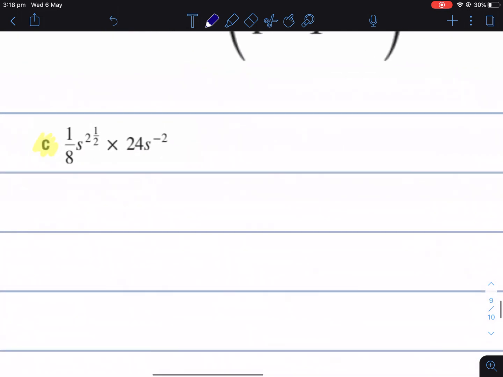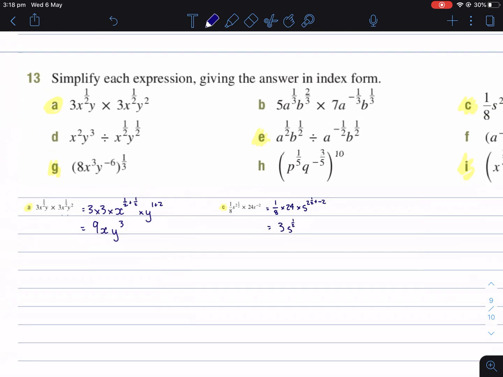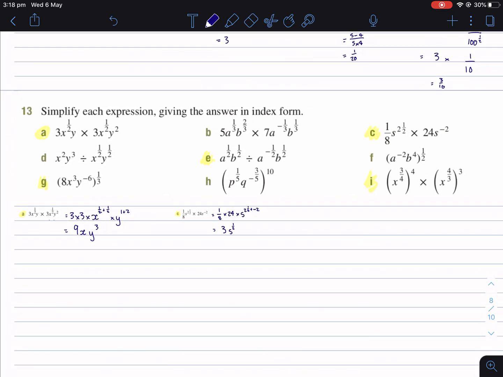Okay, now this is the same as 1 on 8 times 24 times s to the 2.5 plus negative 2. 1 on 8 times 24, that's 3. S to the 2.5, take 2, a half. And they've asked us to leave it in index form, so it's literally just that.